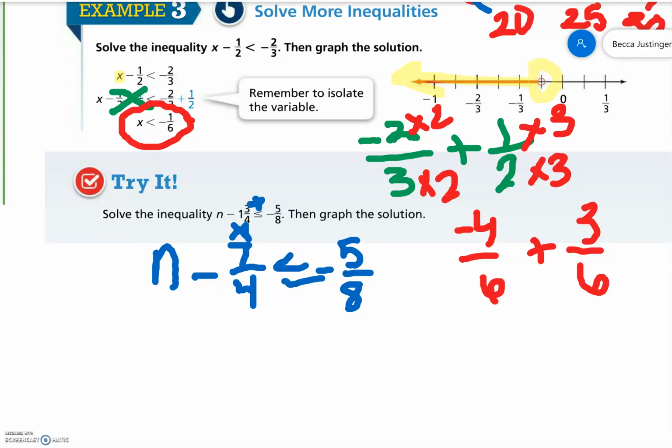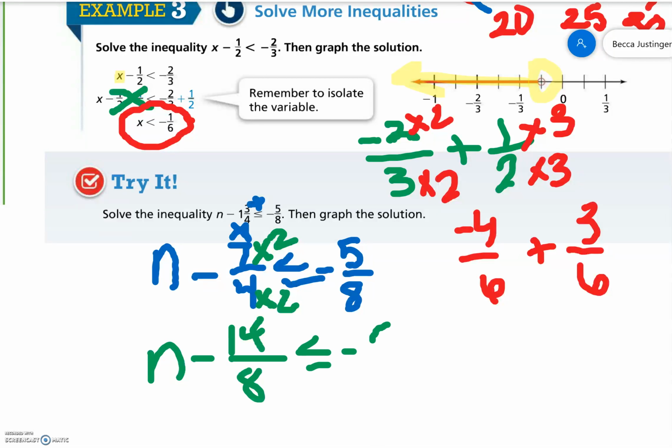Now I want a common denominator between 4 and 8. That common denominator is going to be 8. So all I have to do is multiply the first fraction by 2 over 2. So now I have n minus 14 over 8 is less than or equal to negative 5/8.